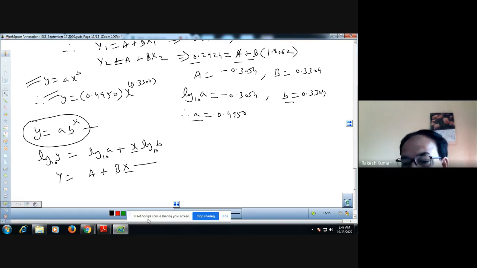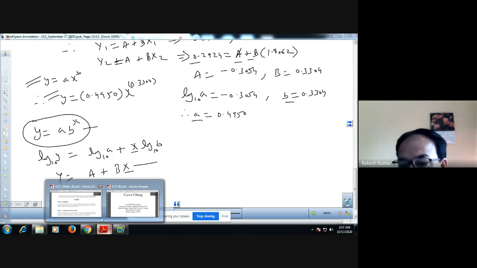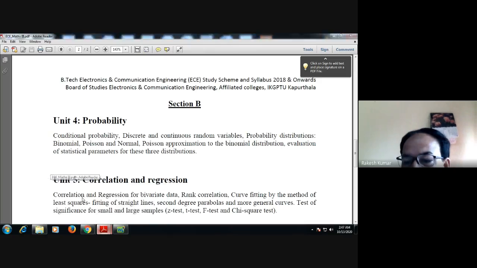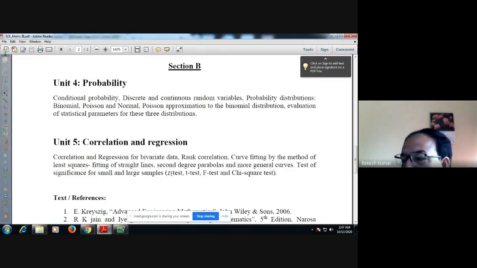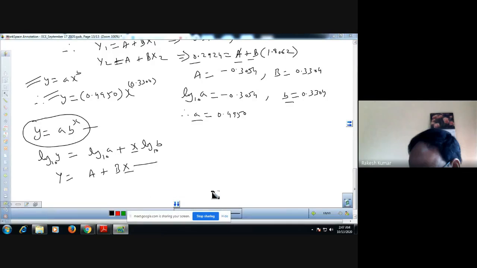Wait a minute. Let me check the copy of syllabus. Your syllabus involves curve fitting by the method of least squares and fitting of a straight line. Method of least squares, division 2.